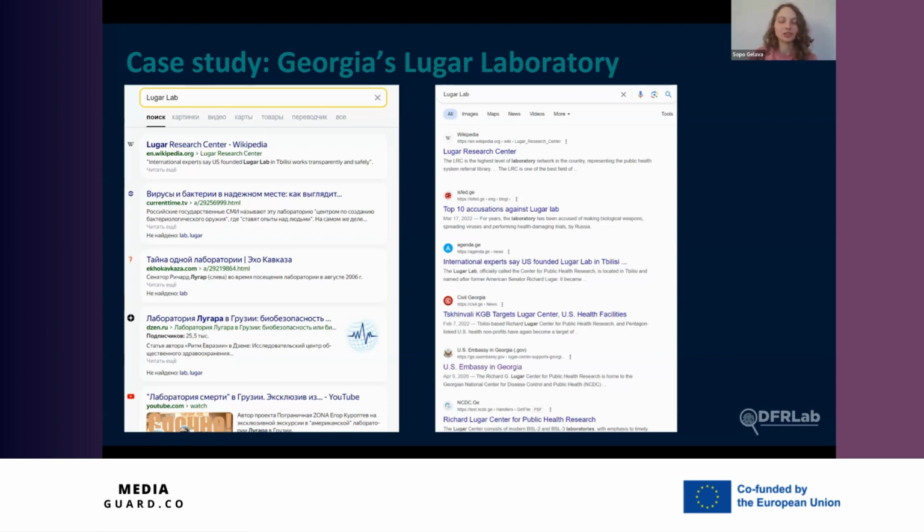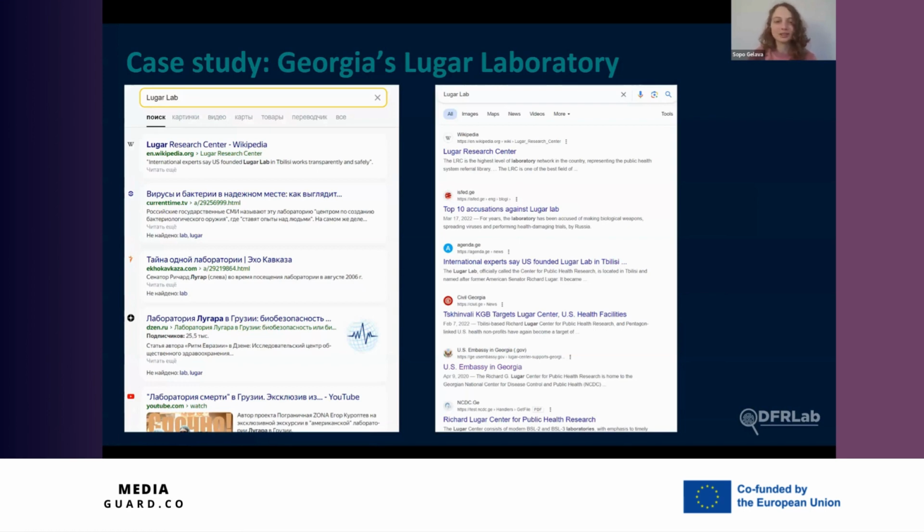So if we search for Lugar Lab in Yandex, the first result is a Wikipedia article, but the second one is already about viruses and bacteria of one of the laboratories. So again, a very strong title, about death. And then in Google, we see different articles from very prominent Georgian organizations or fact-checking organizations. Again, the Wikipedia article, but also one from ISFED, one of the local research organizations, on the top 10 accusations.